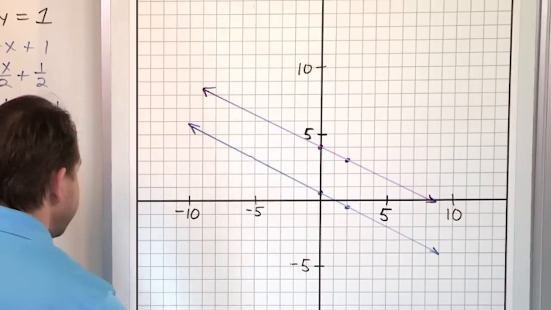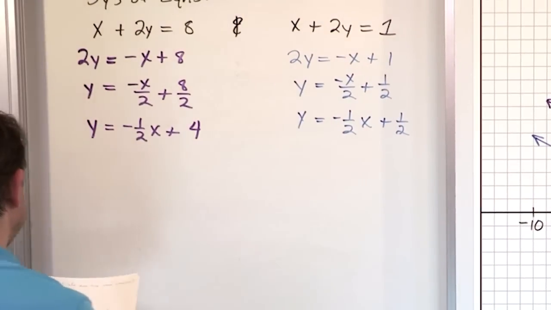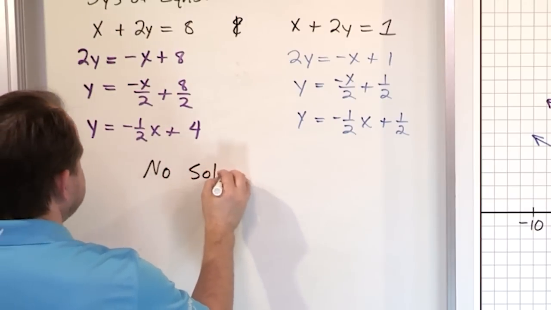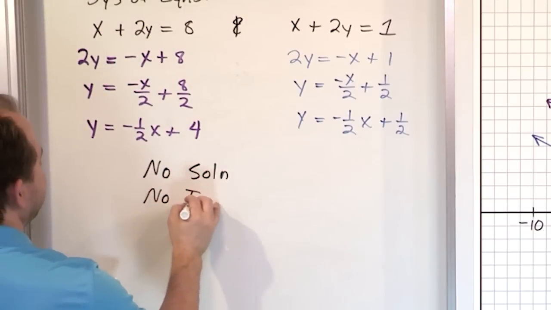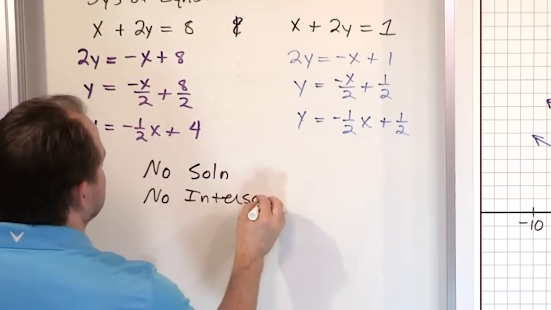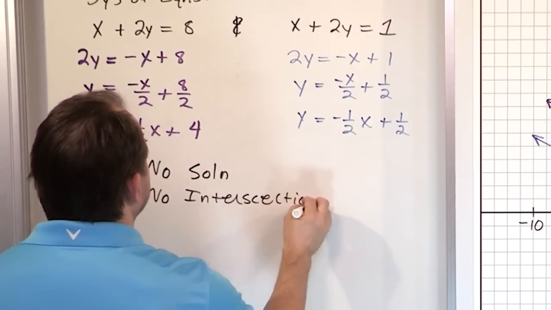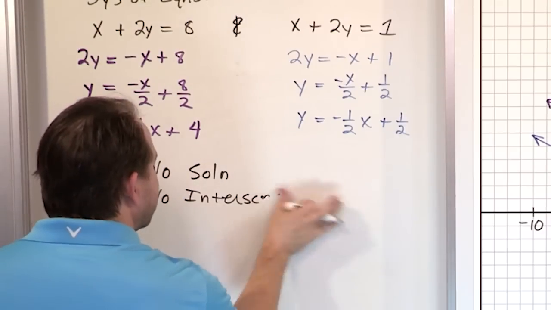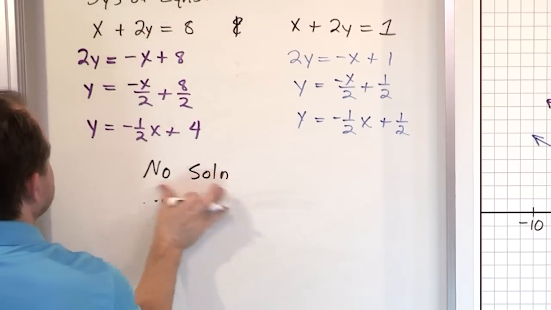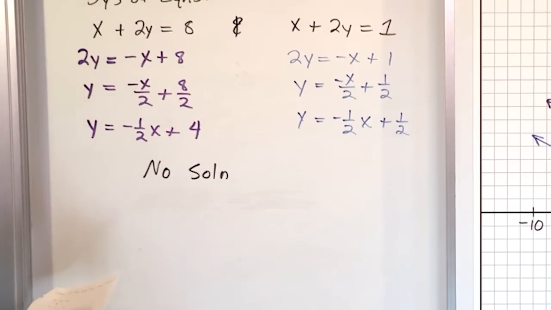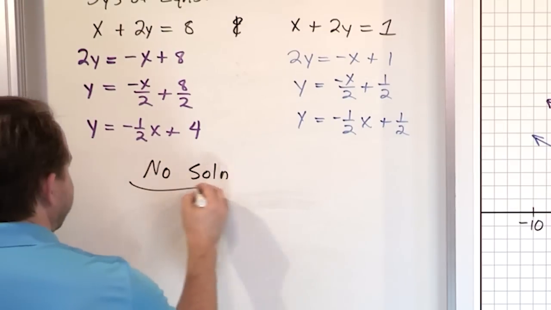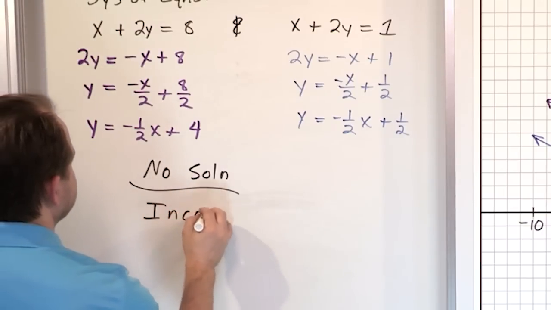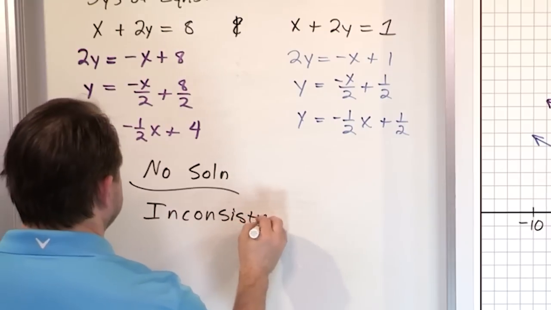Because this system of equations has no solution, you might say something like no solution, or you might say no intersection. And more often than not, you'll probably just say no solution. And then what I really want you to know is that when something doesn't have a solution like this, we call it an inconsistent system.